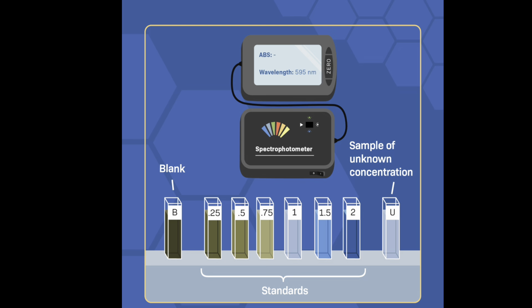Scanning across all wavelengths can also help you identify what an unknown solution is. By reading the absorptions of different solutions, a spectrophotometer can be used to match an unknown to a known.